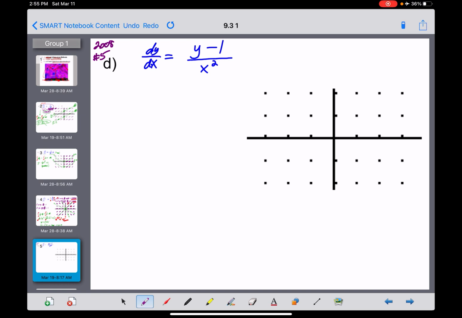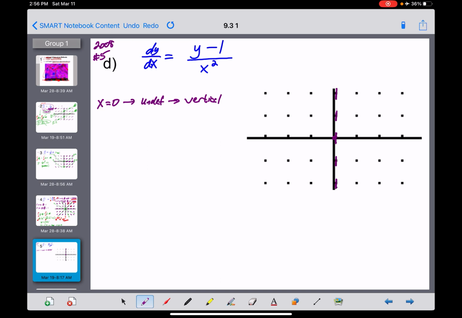Our derivative is (y - 1)/x². Okay, the first thing I would look at, anywhere that your denominator is equal to 0, that means that your slope is undefined, which means that it's going to be vertical. So anywhere x is 0, which includes the origin, but also anywhere on the y-axis. Anywhere your x coordinate is 0, that's the first thing we have to watch out for, and there you go. Okay, got that one down.